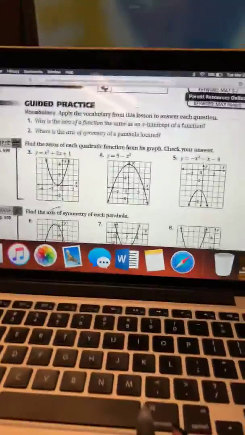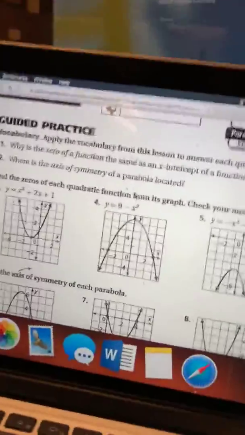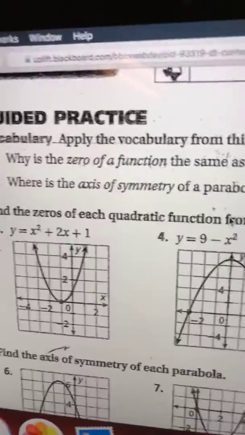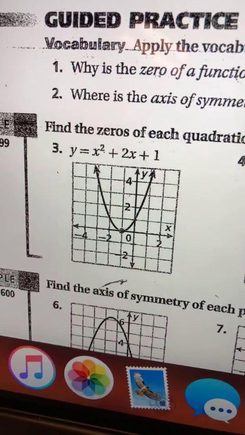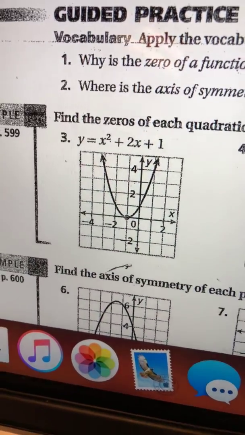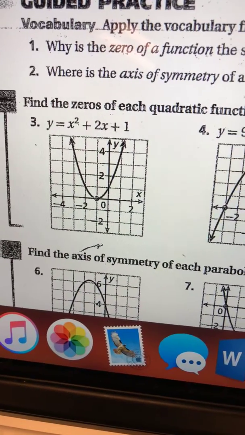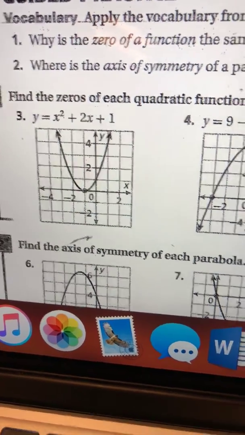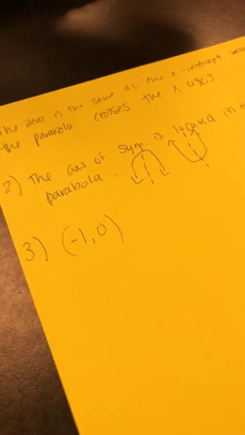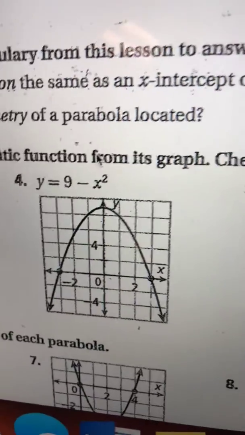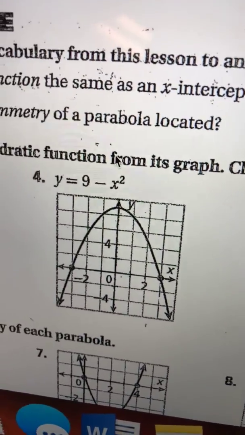Awesome. As we go ahead and move on to the find the zeros of the quadratic function, your answers should be in ordered pairs. For number 3, there's actually only one zero because it only crosses the x-axis one single time. It crosses it at -1, 0. So that's how your answer should look for number 3. As we move on to number 4, there are 2 that cross the x-axis.